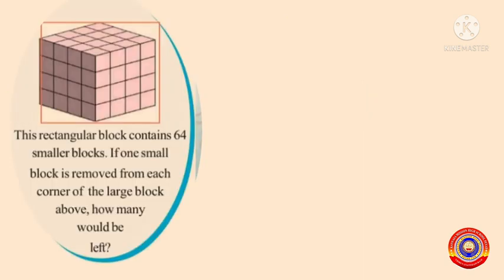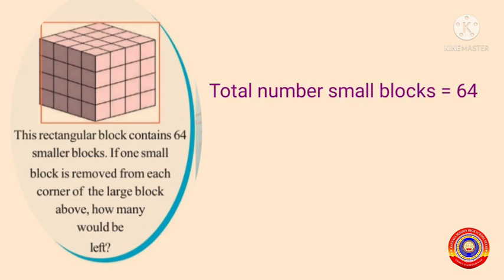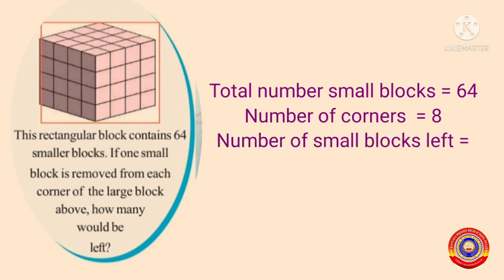Here, this rectangular block contains 64 smaller blocks. If one small block is removed from each corner of the large block above, how many would be left? Here, the total number of small blocks is equal to 64 and the number of corners is equal to 8. And one small block is removed from each corner. Then the number of small blocks left is equal to 64 minus 8, that is equal to 56 blocks. Is it clear for you?